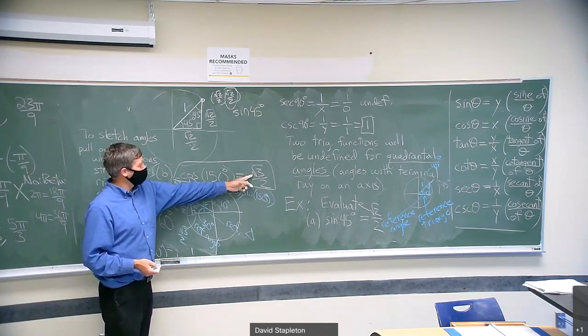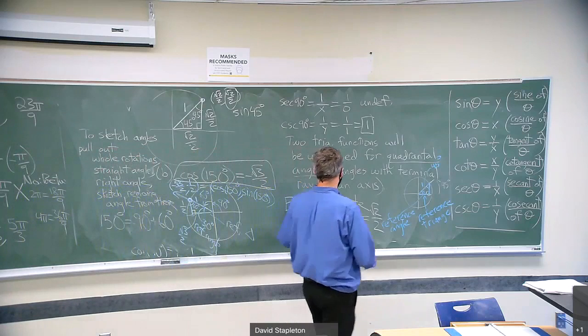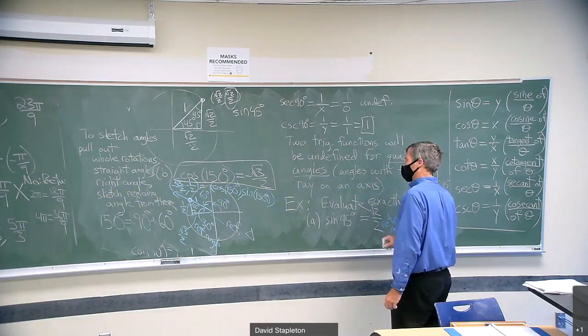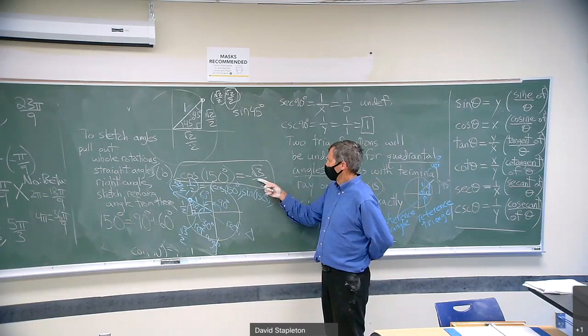If you put that on your test, it's wrong. If I ask for an exact answer, I should have said evaluate exactly. If I say evaluate exactly, I'm saying minus square root of 3 over 2, not minus 0.86, or whatever it is.